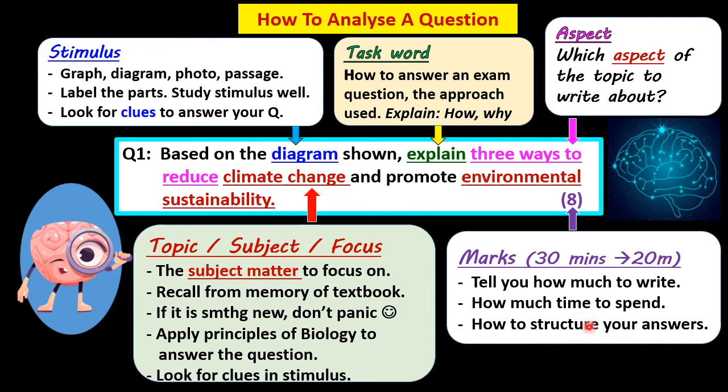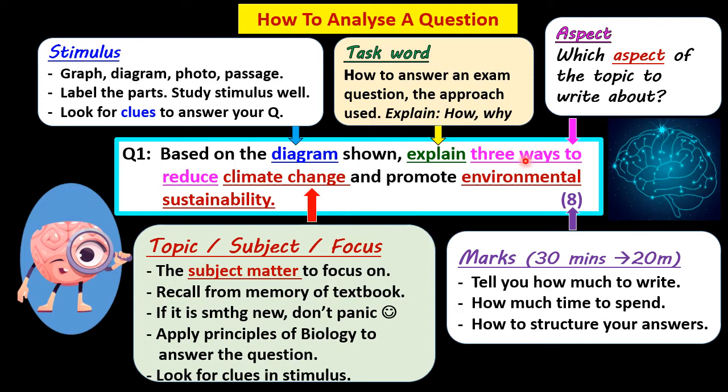The marks also tell you how to structure your answers. Looking at 8 marks, 3 ways to reduce climate change, that means once you have stated the way, it's still not enough. You have to explain your fact, explain how it works. How does this way reduce climate change? So maybe 1 fact and 2 explanations to be on the safer side. Maybe 1 fact and 1 explanation is 2 marks. So 2 times 3 is 6 marks.